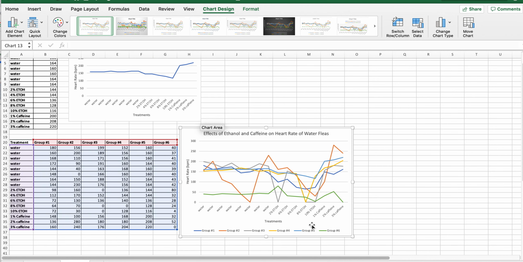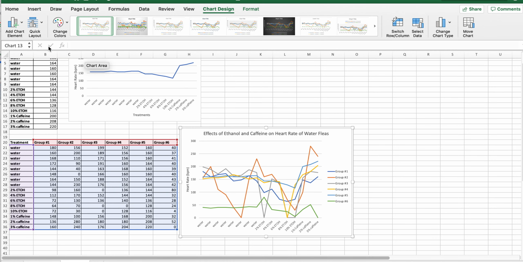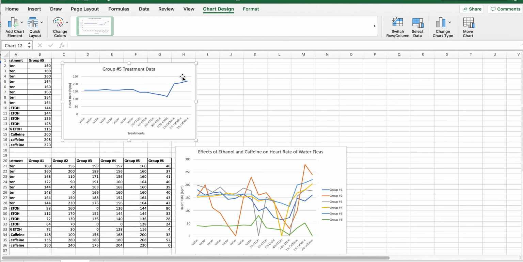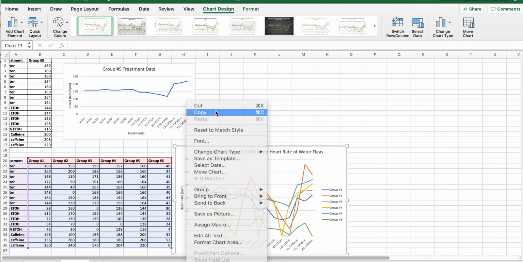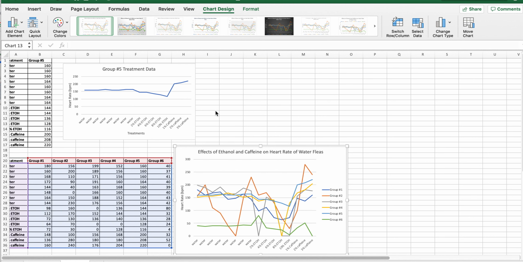And then I'm going to do one final tweak, and that is to move the legend from the bottom to the right hand side because I just like the way that looks better. So now we have the legend over here with every group in class, and every group has a different color, and you can follow each group along and see what their results were. So we have both charts, the individual chart and the group chart, and it's as simple as right clicking, hitting copy, and then you're going to paste it into your Word document.